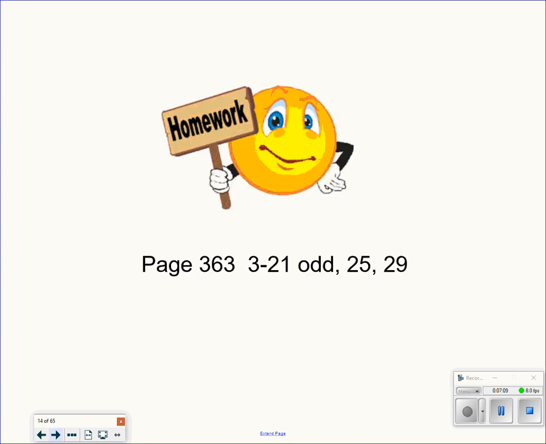Your homework assignment is out of the book. Again, just one more time talking about this, an inverse variation versus a direct variation. If you have any questions, please make sure you talk to your teacher, and good luck.